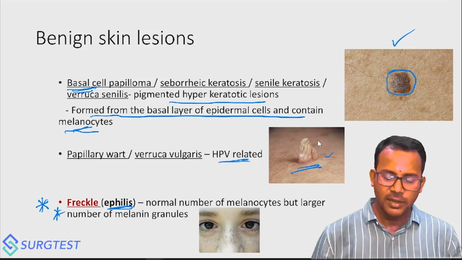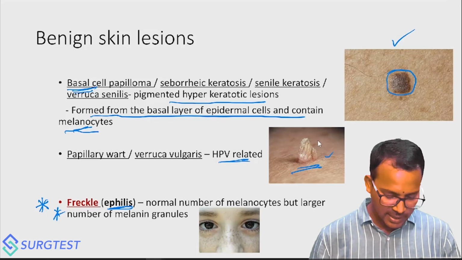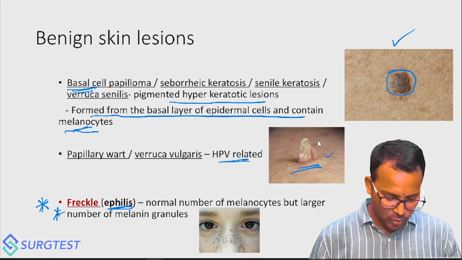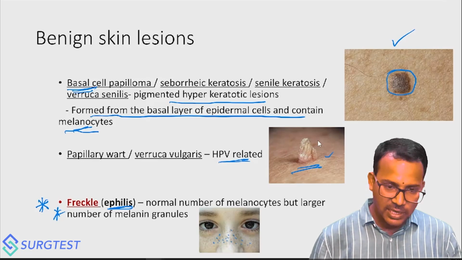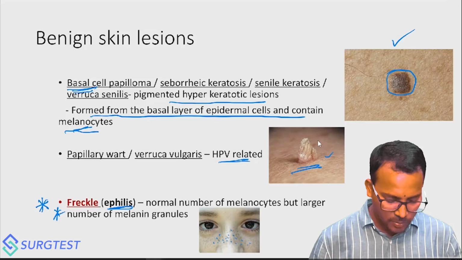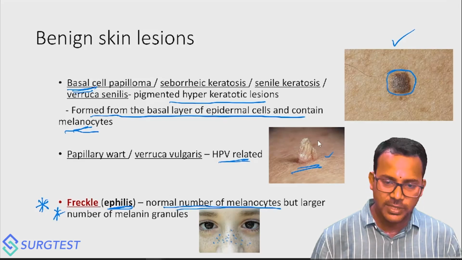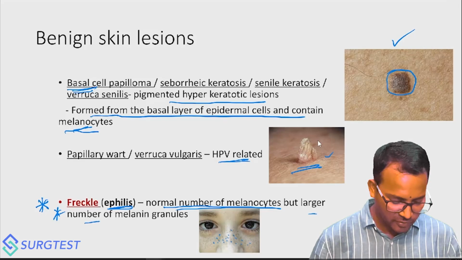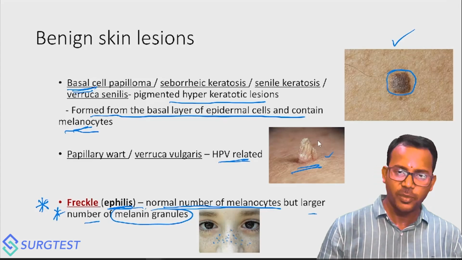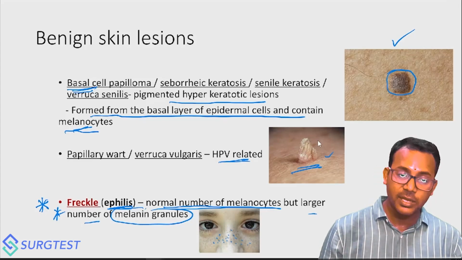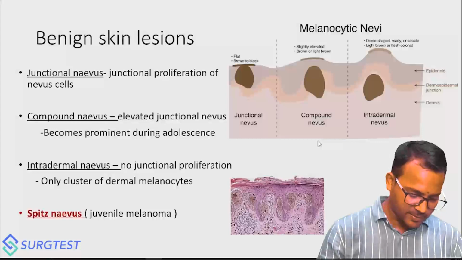This is a lesion. As you can see, they appear as a few hyperpigmented lesions over the face, mostly on the bridge of the nose. Okay, the importance of this lesion is they have a normal number of melanocytes, but they have a larger number of melanin granules. Melanin granules alone are in larger number. However, the number of melanocytes remains the same in the case of freckles or ephelis.